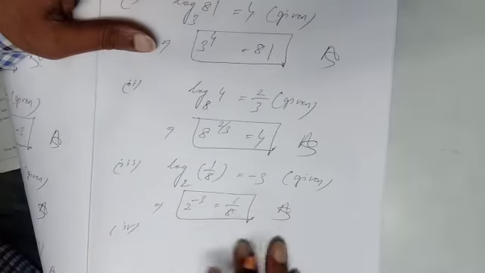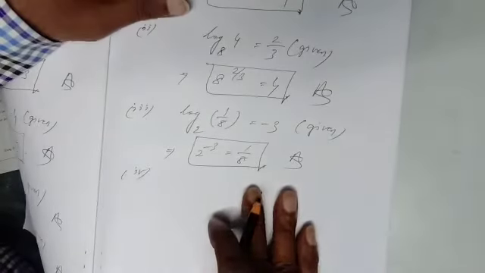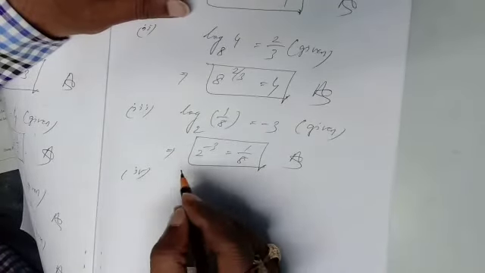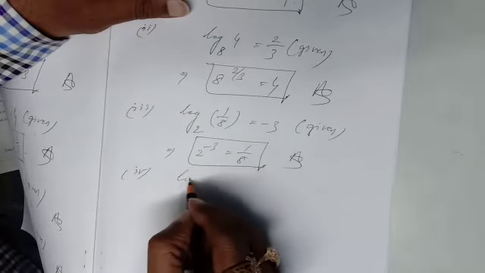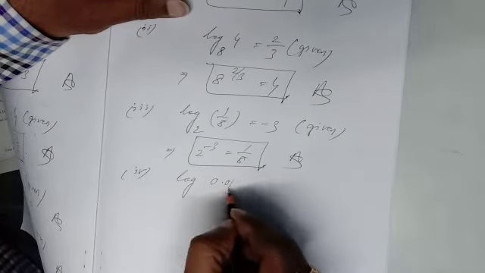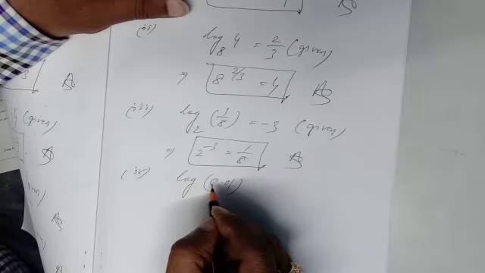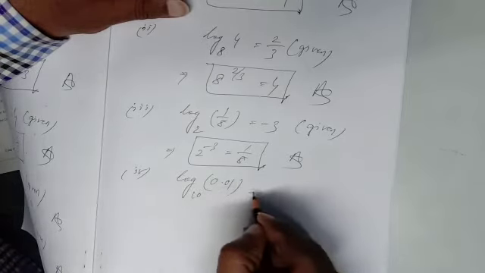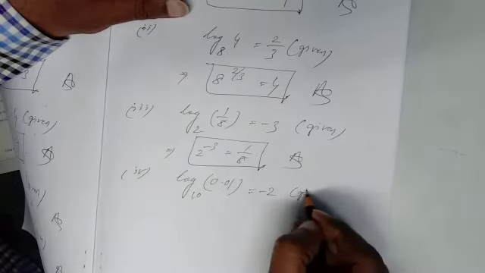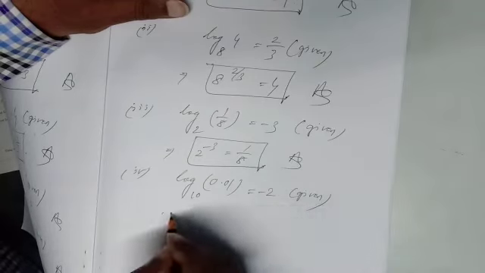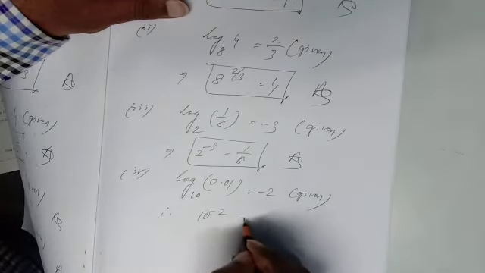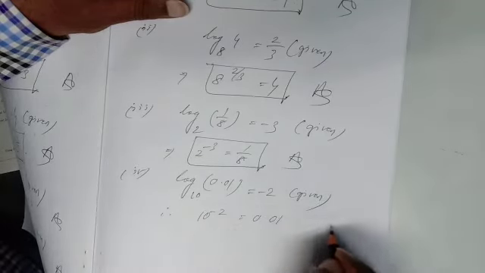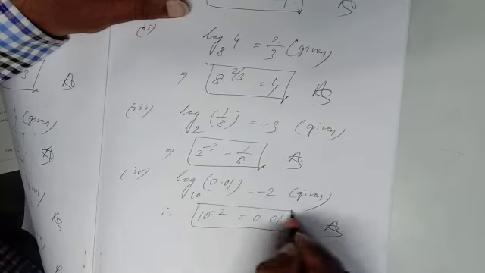Fourth part. See the fourth part of this question: log 0.01 base 10 equal to minus 2. This is given in logarithm form. You have to write in exponential form. That means 10 to the power minus 2 is equal to 0.01. This is the answer in exponential form.